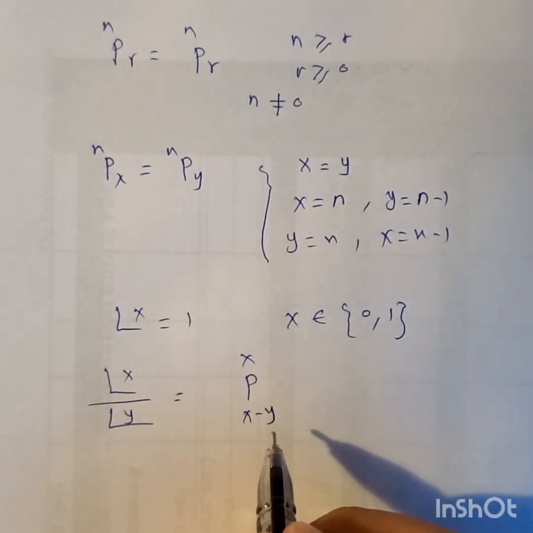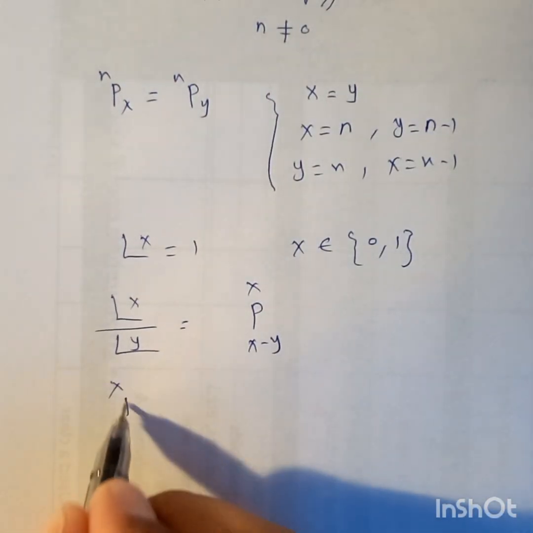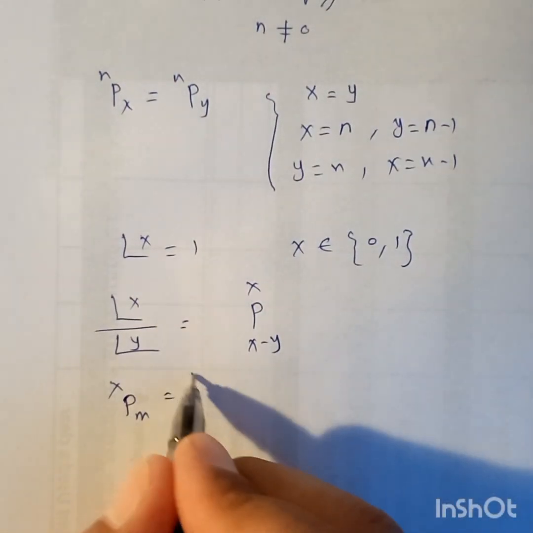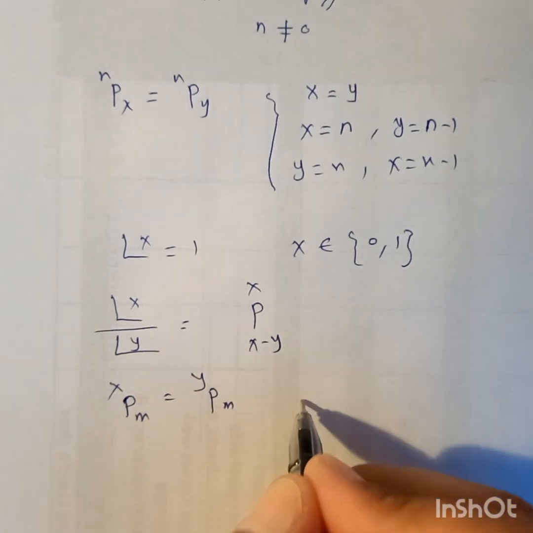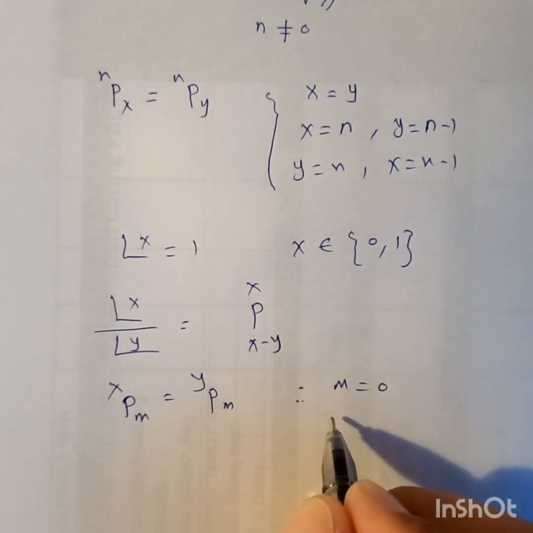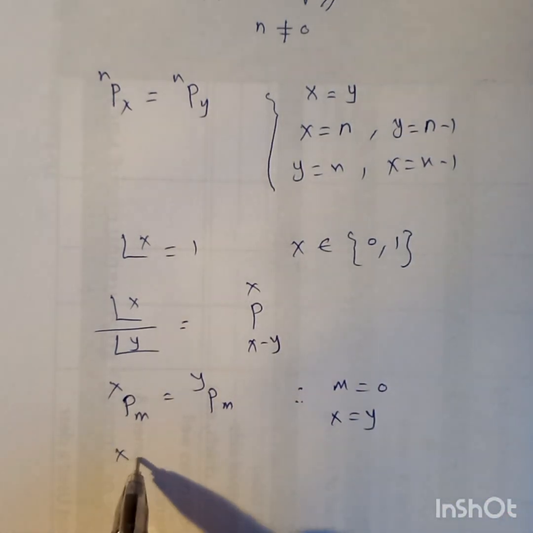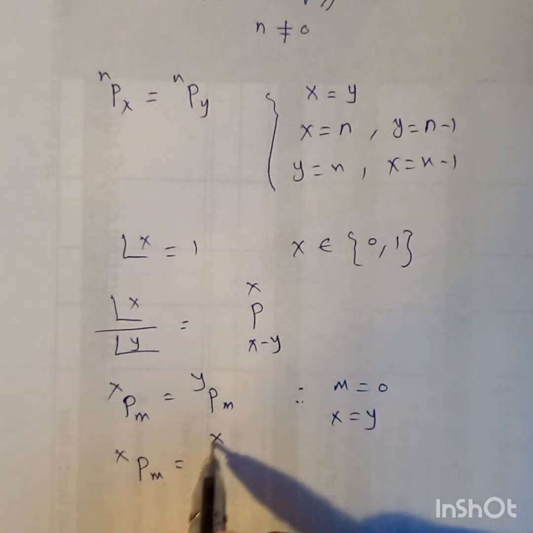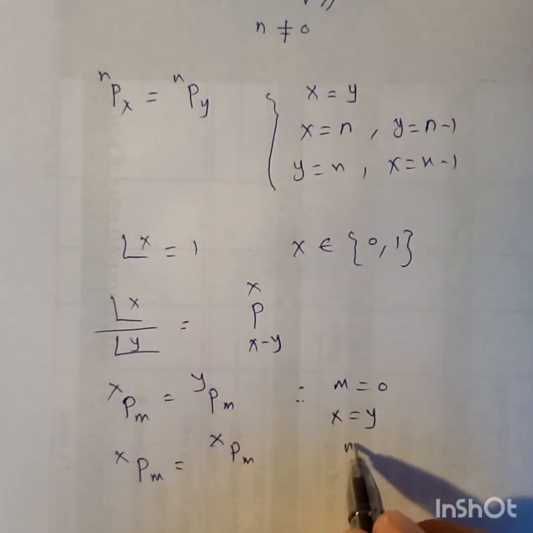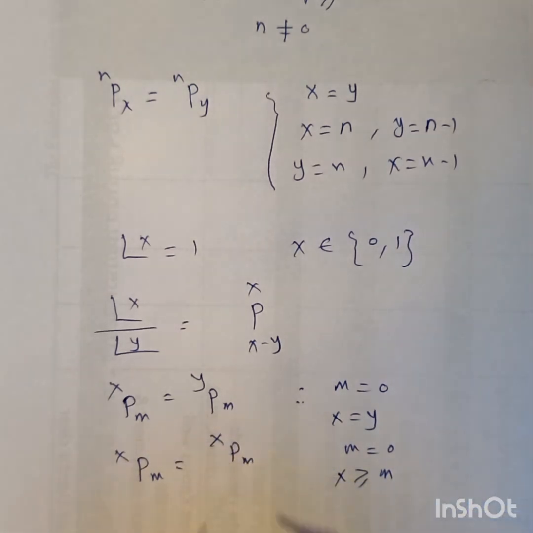If we have this form, factorial of x divided by factorial of y, this equals xP(x minus y). If we also have xPm, for example, equals yPm, then we have two options: m equals 0, or x equals y. Also, if we have xPm equals xPm, then we have m equals 0, or x is greater than or equal to m. Of course, this is n and this is r.